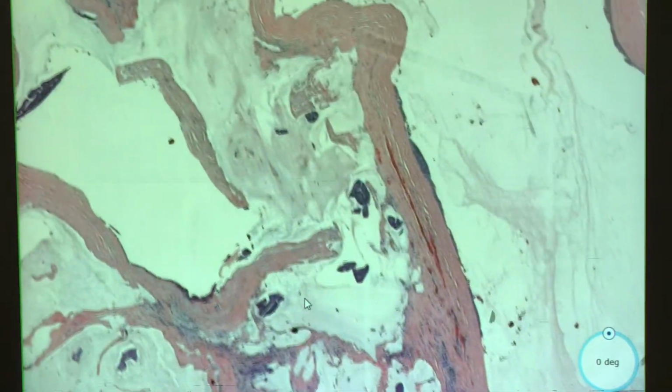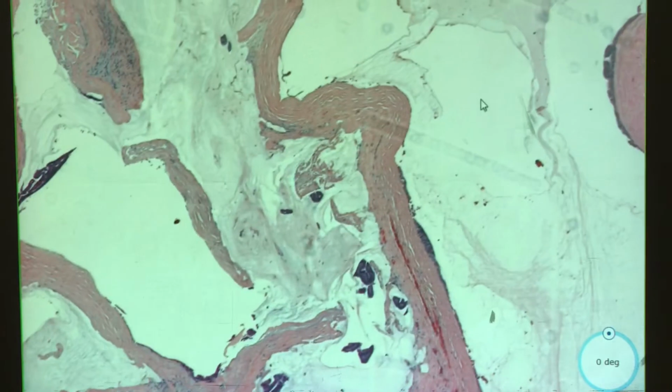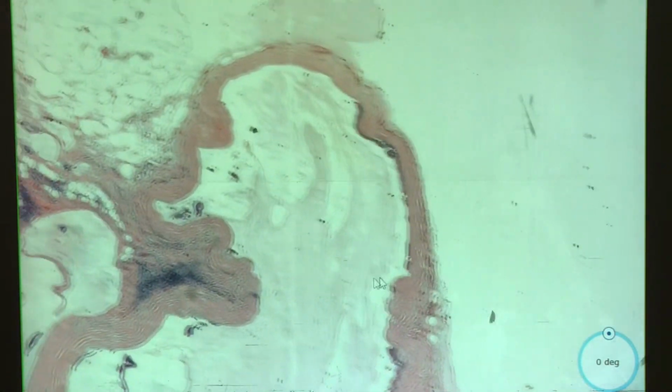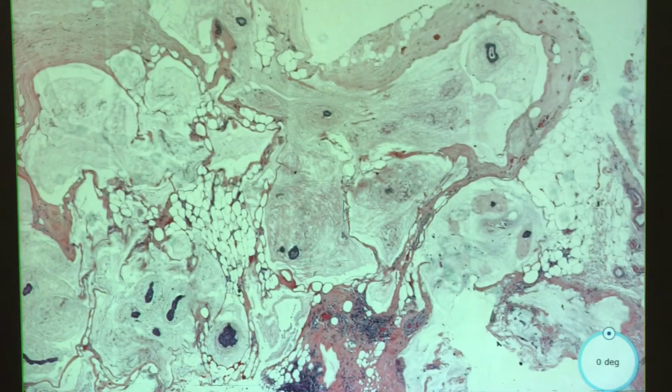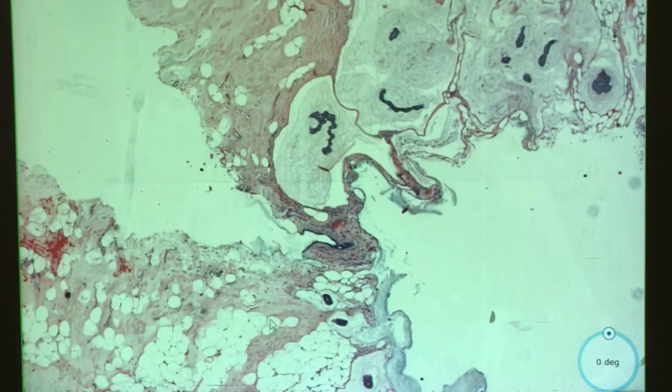Okay, so when we have this amount of atypia, they're swimming in mucin. If this is, let's say this is the entire lesion, everything looks like this. There's nothing that doesn't look like this. Then this is mucinous carcinoma.